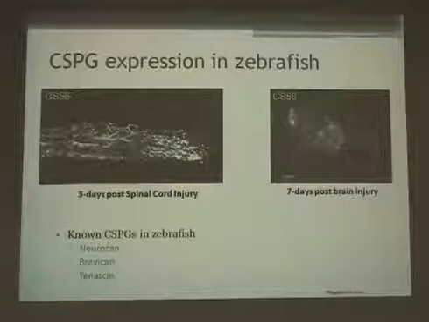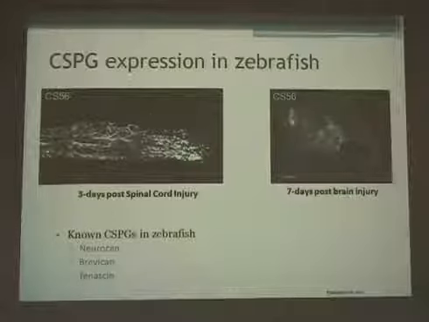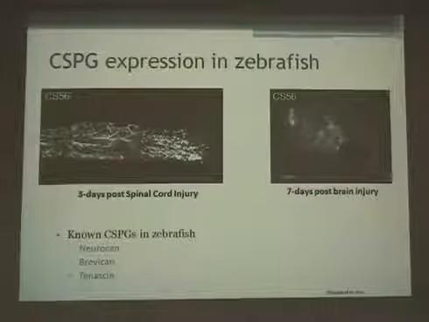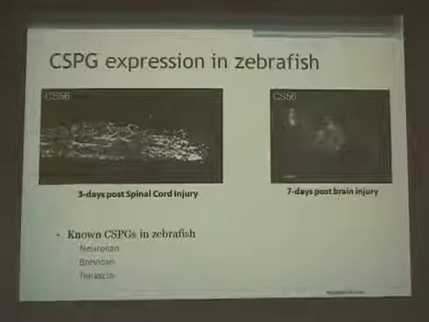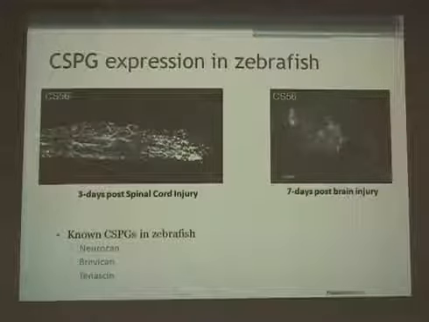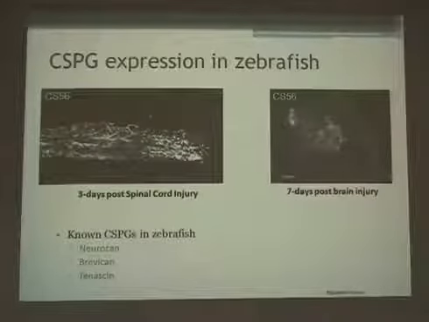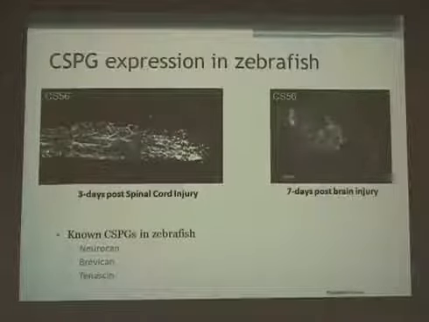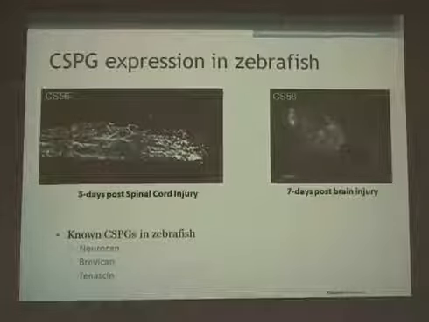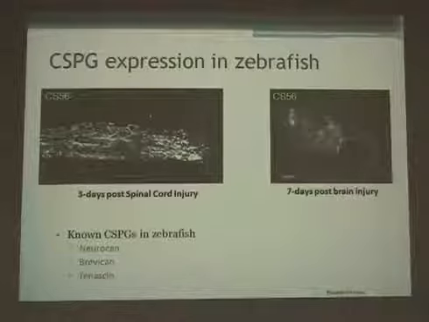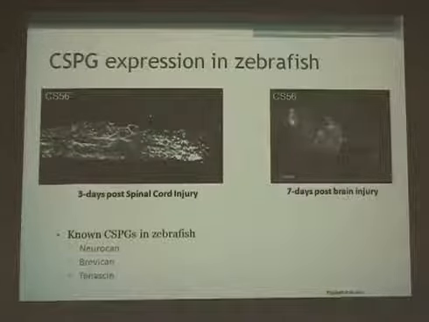We used an antibody called CS56, and we can see these bright areas are the CSPEs in the spinal cord and in the brain. However, I need to emphasize that this antibody does not recognize a specific CSPE. It's only specific for the family as a whole. However, we still know that in the zebrafish, for example, there is a Neurocan, brevican, tenascin as some of the members of this family that are expressed. I'm going to focus more on Neurocan since it's the center of my research.